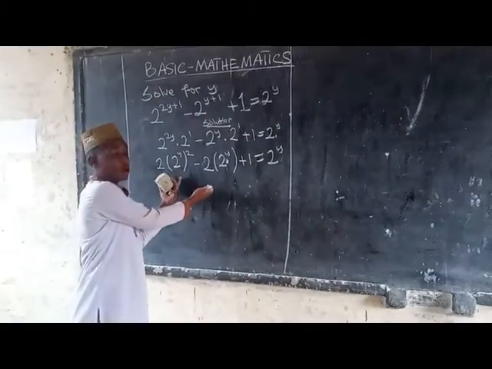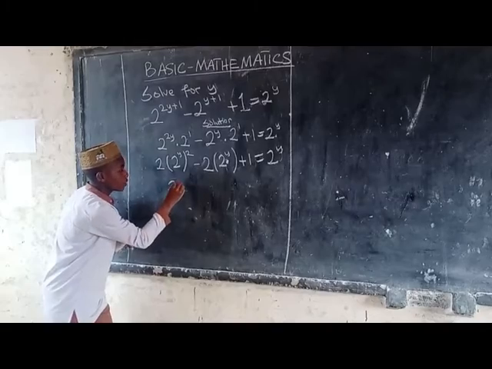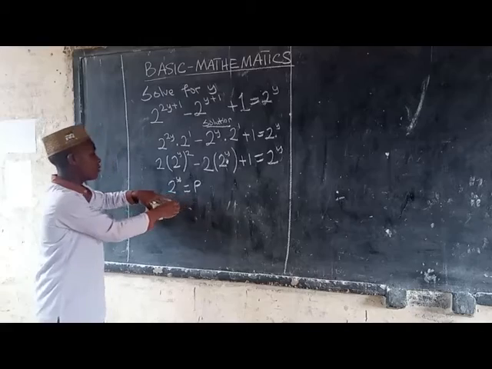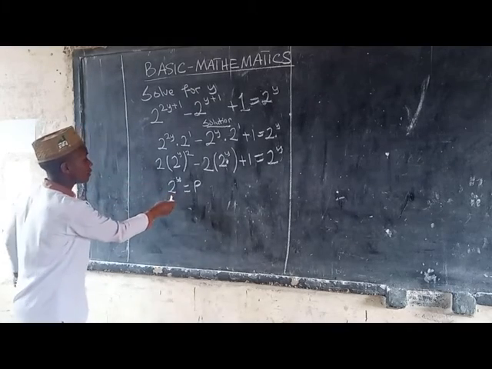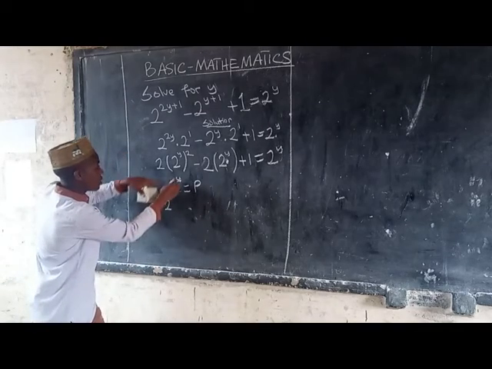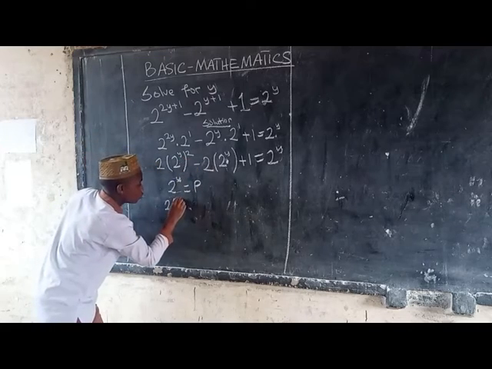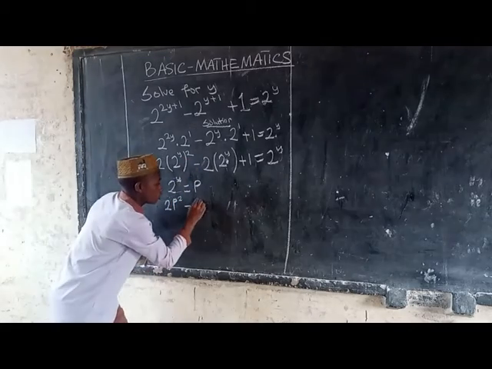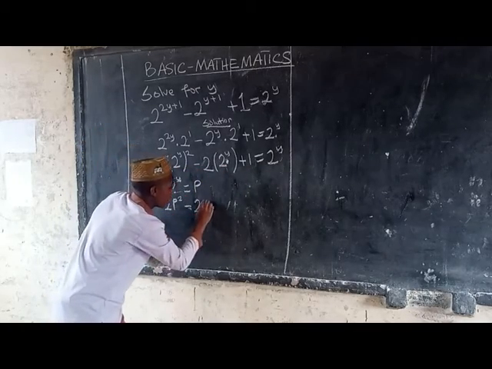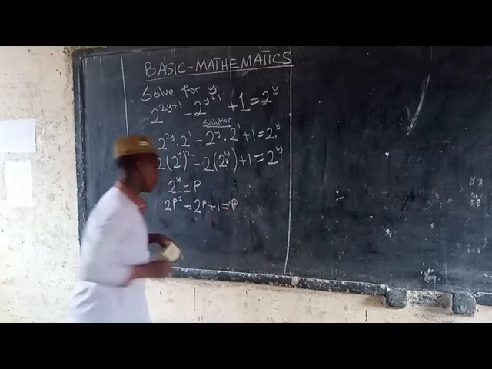Now after getting this, we let our common base 2 exponent y be p. Dear audience, this p we are going to substitute in the place where there is 2 exponent y. It will be 2p, but there is a square here, so it will be 2p squared, minus 2p, plus 1 is equal to 2 exponent y, which is p.